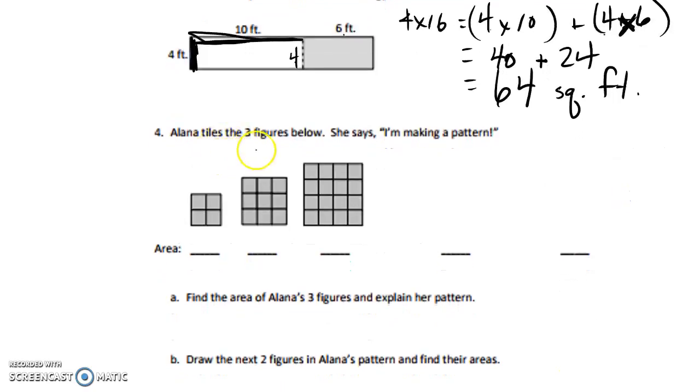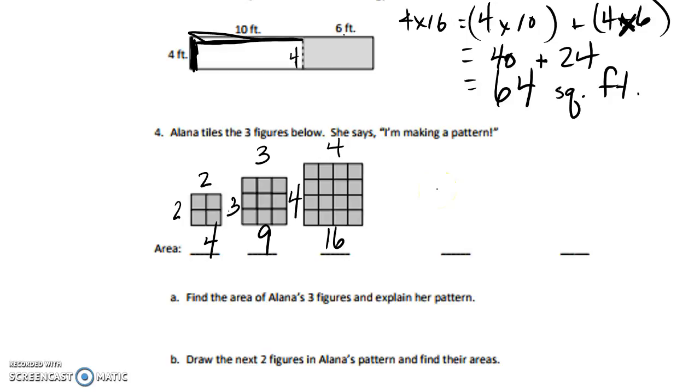Alana tiles the 3 figures below. She says, I'm making a pattern. All right. A. Find the area of Alana's three figures and explain her pattern. All right, so this is 2, and this side is 2. 2 times 2 is 4. This side is 3. This side is 3. 3 times 3 is 9. This side is 4, and this side is 4. 4 times 4 is 16.